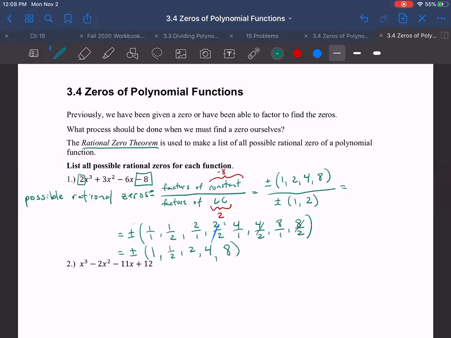Not all of them will be zeros because this has at most 3 zeros because it's to this third power here. It's a third degree one. So we can't have more than 3. So at most 3 of those are going to be zeros. So, all right, I'm going to go ahead and pause this and see if there are any questions, and we'll work through the next one.